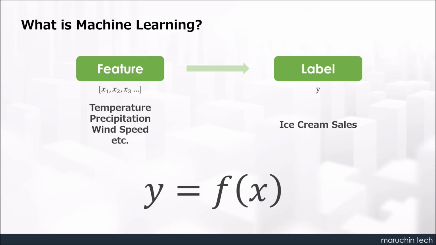In statistics, these are often called independent and dependent variables or explanatory and objective variables, but we will use the terms feature and label to align with the standard AWS documentation. The relationship between feature X and the label Y is expressed as a function, y equals f of x. This function is called the model. In machine learning, we estimate this model from past data and evaluate it to improve its accuracy.